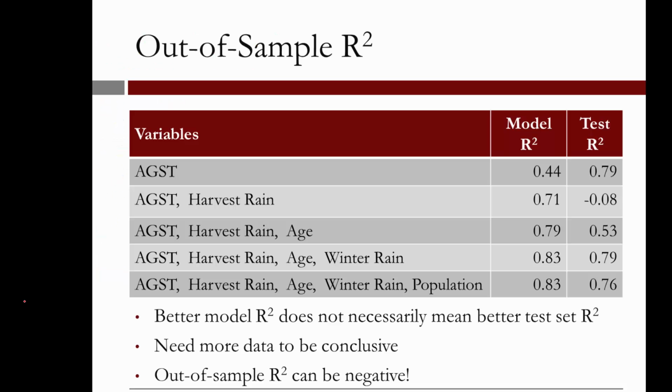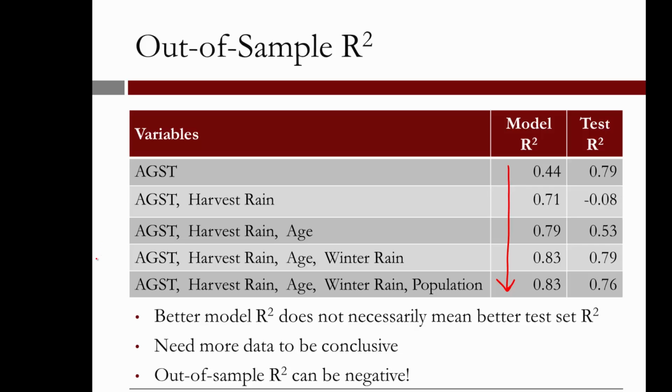We can compute the test set R-squared for several different models. This table shows the model R-squared and the test set R-squared for the linear regression model as we add more independent variables. The model R-squared will always increase or stay the same as we add more independent variables. However, this is not true for the test set. When selecting a model, we want one with a good model R-squared, but also with a good test set R-squared.